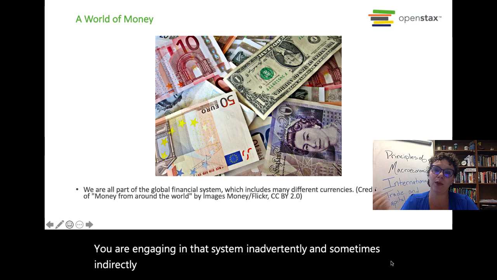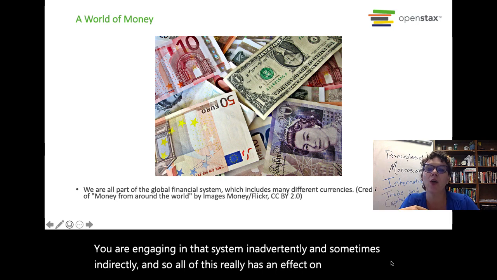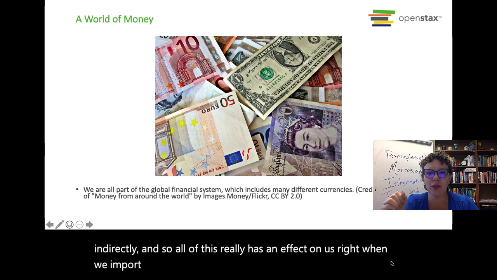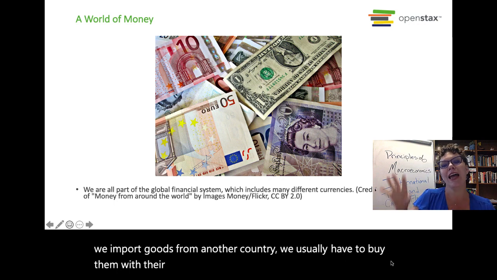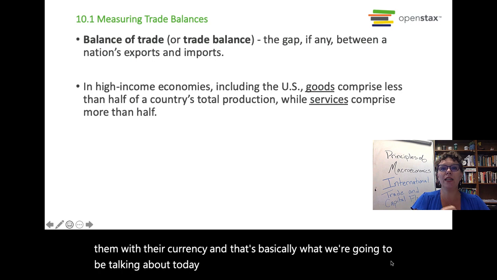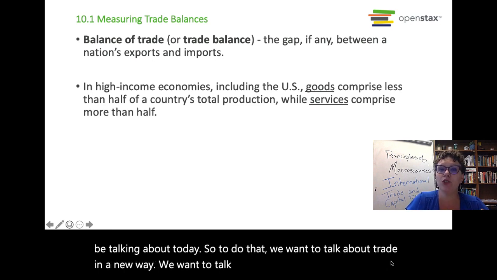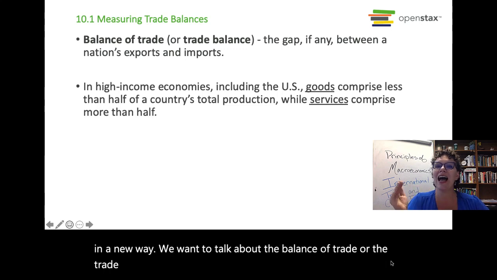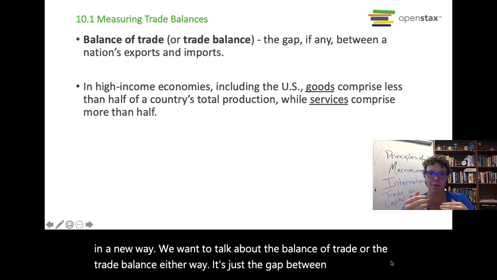And so all of this really has an effect on us, right? When we import goods from another country, we usually have to buy them with their currency. That's basically what we're going to be talking about today. So to do that, we want to talk about trade in a new way. We want to talk about the balance of trade or the trade balance. Either way, it's just the gap between exports and imports.